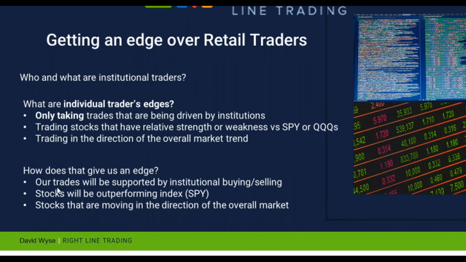How does this give us an edge? Well, again, our trades are going to be supported by institutional buying and selling. They'll be outperforming the SPY or the Qs, and they'll be moving in the direction of the overall market. So this is a big edge that we get over other retail traders.